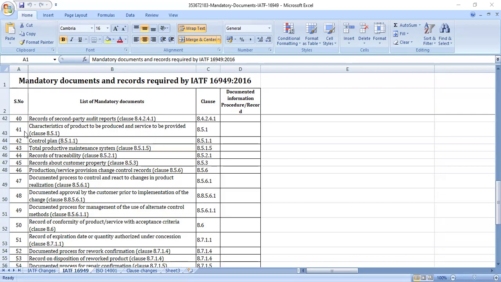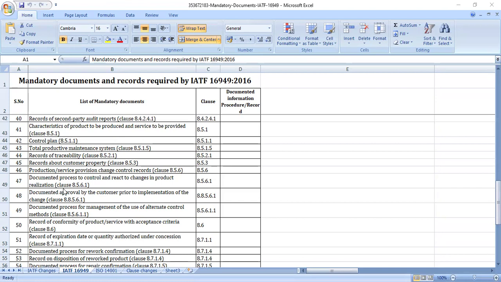8.4.2.4.1. 41. Characteristics of product to be produced and service to be provided. Subclause 8.5.1. 42. Control plan. Subclause 8.5.1.1. 43. Total productive maintenance system. Subclause 8.5.1.5. 44. Records of traceability. Subclause 8.5.2.1. 45. Records about customer property. Subclause 8.5.3.